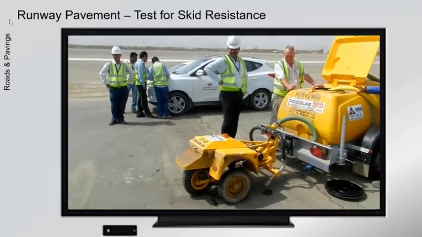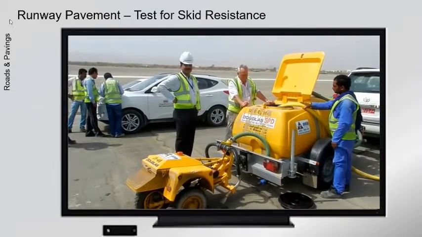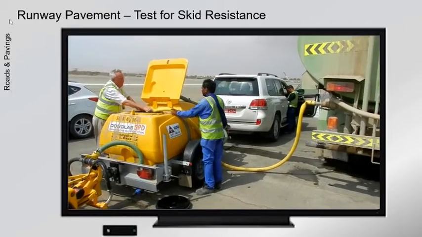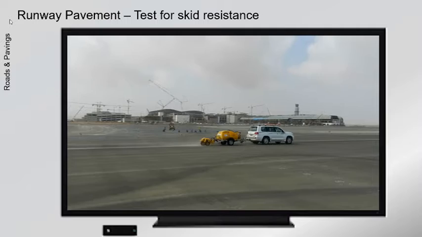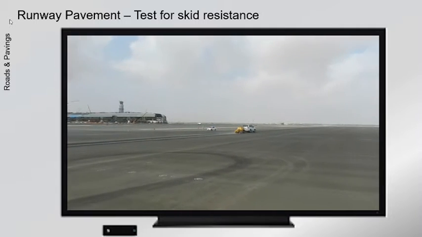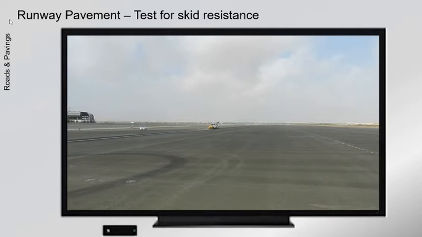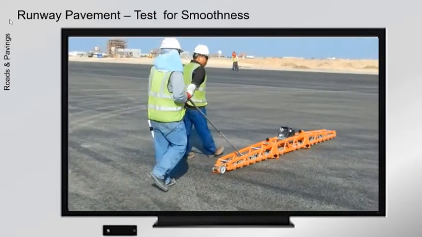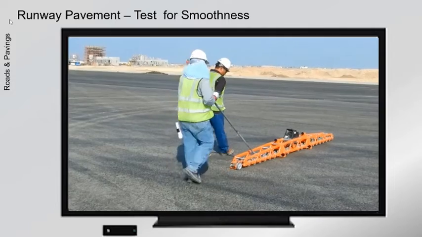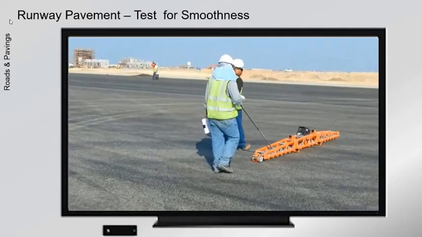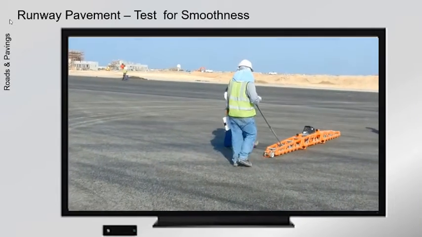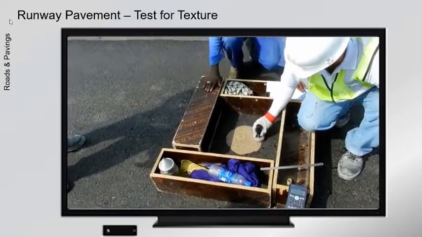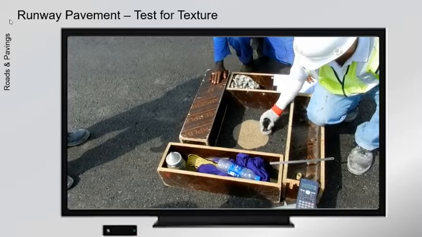Testing for skid resistance. Using the Douglas mu-meter continuous friction measuring equipment. Test for smoothness. Using a rolling straight edge. Test for texture. Using the sand patch test.